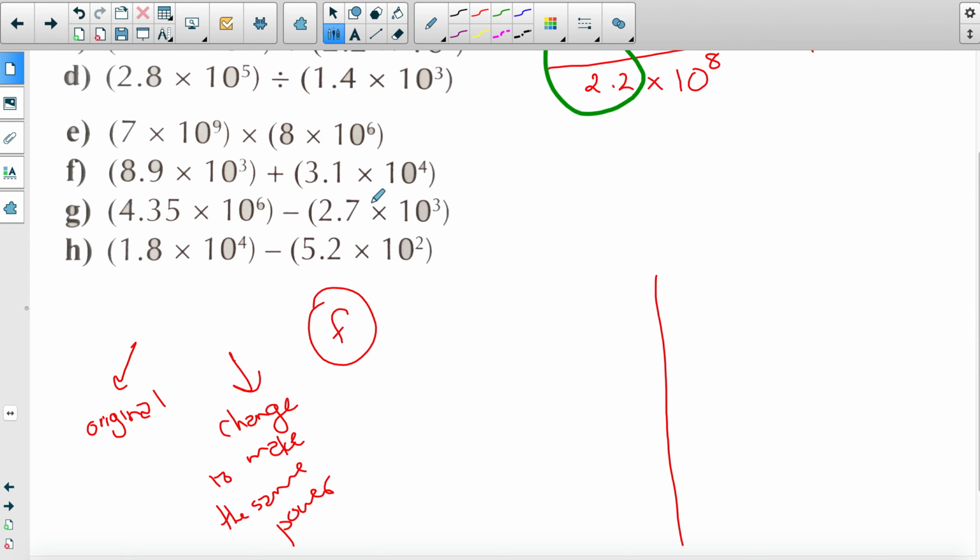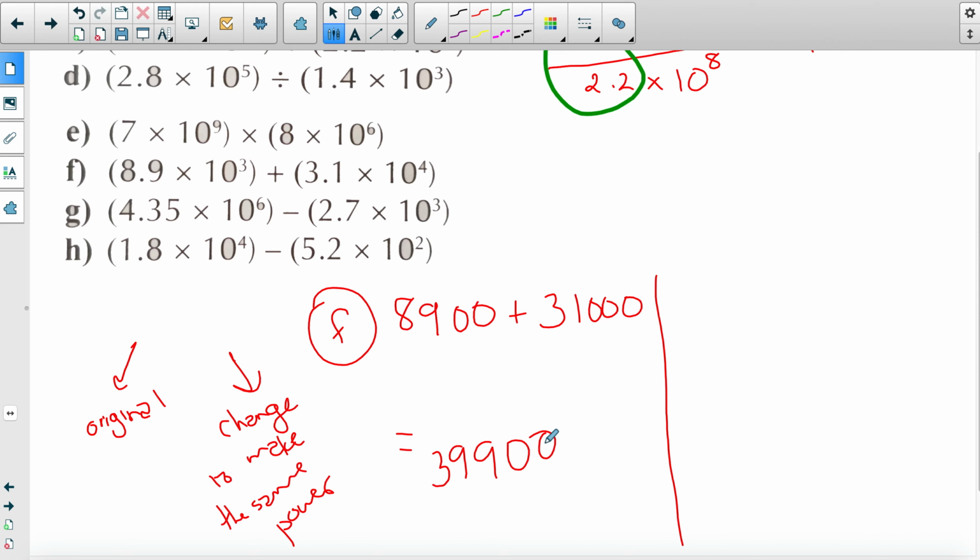Method 1, I'm gonna change them to normal numbers. So I have 8,900, and then I am adding 31,000. So adding these numbers up, it would be easy to see that it is 39,900.